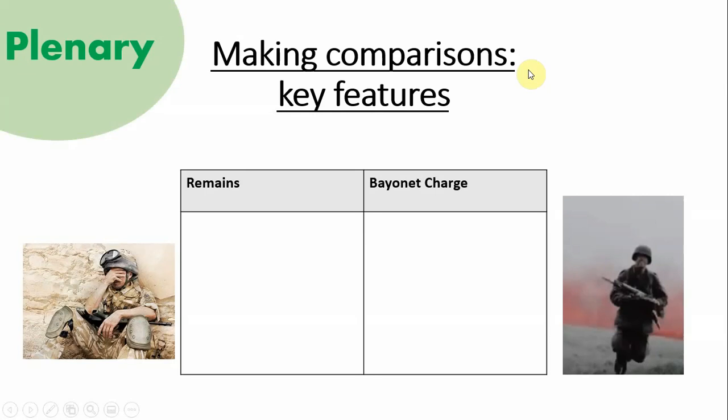And finally for this lesson, a plenary where we look again at Remains and Bayonet Charge and make some comparisons. So we're just thinking about the key features of each poem, the imagery and the structure that they both use. Look back at the notes that you made for Remains to help with this, and make a few points in each column, things they have in common and things that are different. Think about how the poems achieve different effects, how they achieve maybe the same effect, and how they do that differently or in the same way. When that's done, you finish with this lesson, and you can move on to the next one as soon as you're ready. Thank you very much.